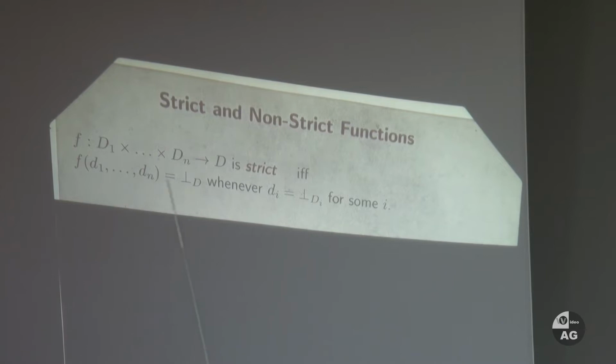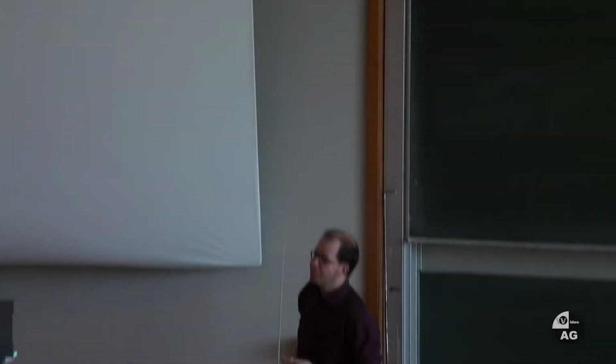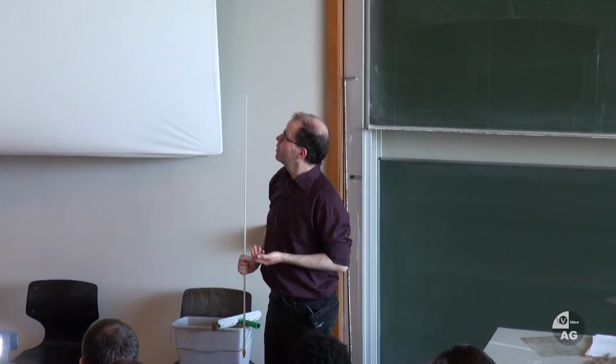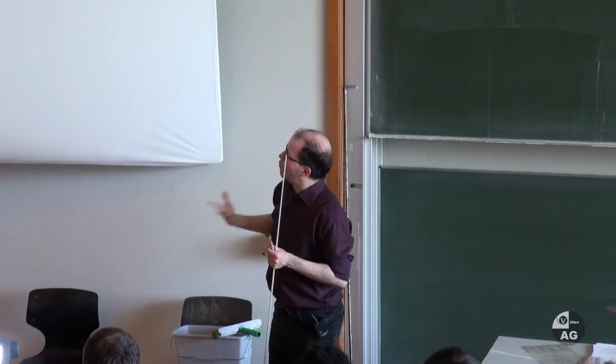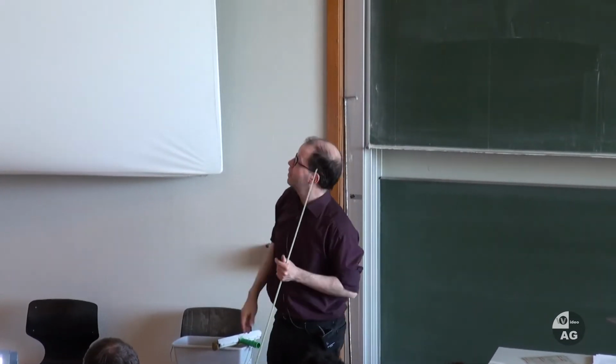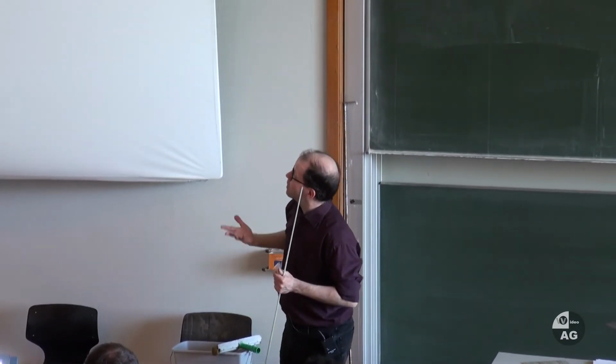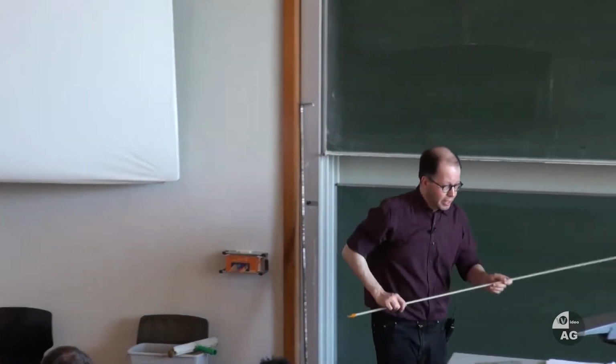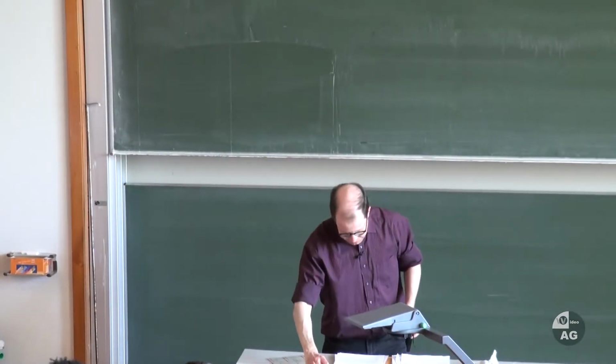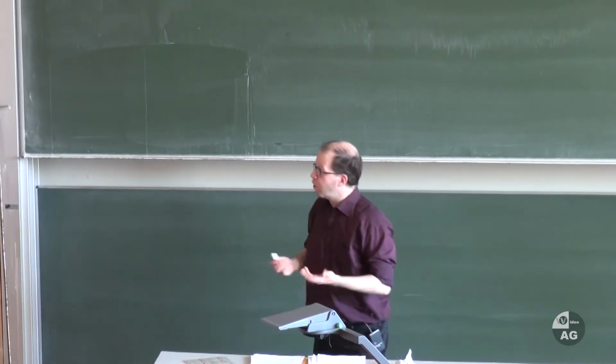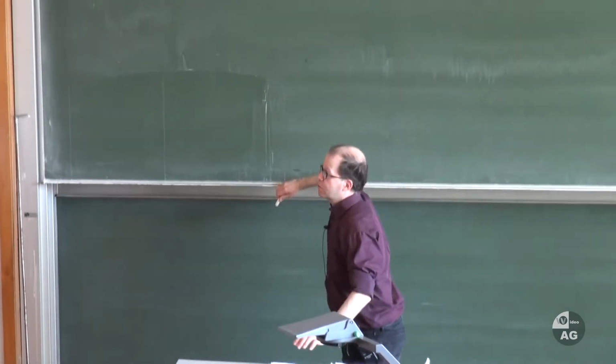So the result here is bottom whenever one of these arguments is bottom. And of course, if two of these arguments are bottom, then the result is bottom as well. So it's sufficient to have one argument undefined, and then already the whole thing is undefined. If a function has this property, we call it strict. Okay, now let's look at a concrete example, and let's discuss what could be the semantics of such a function.